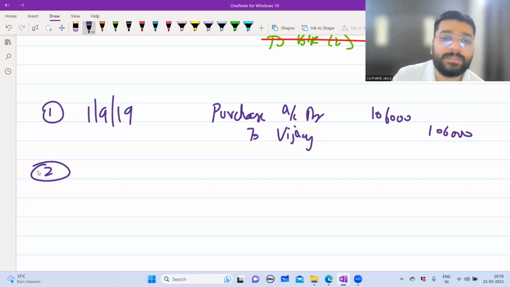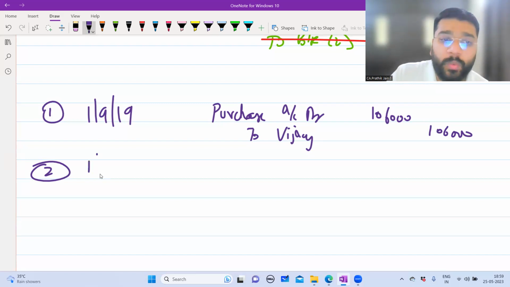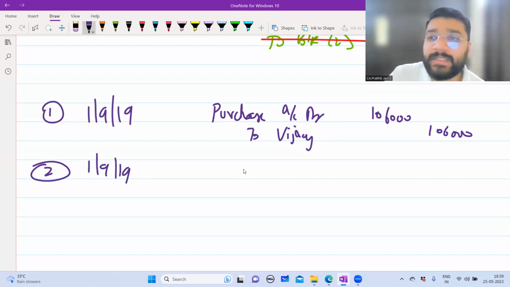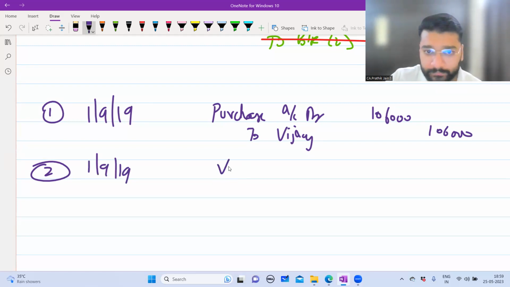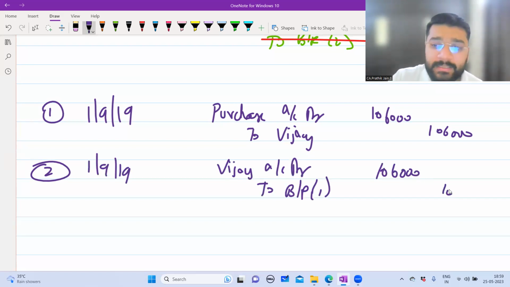What is the second sequence? First is sale. Second is bill of exchange. You should have the diagram in your mind. So on 1/9/2019, there is a bill of exchange executed. Entry, please. Vijay account debit to bills payable, 1,06,000. Then what is the third entry?